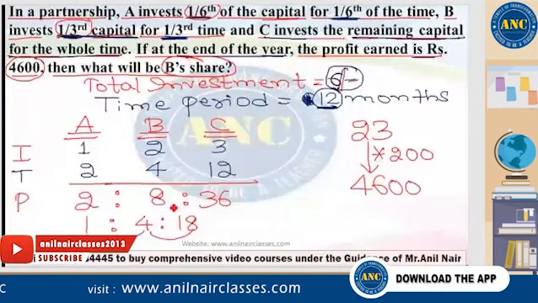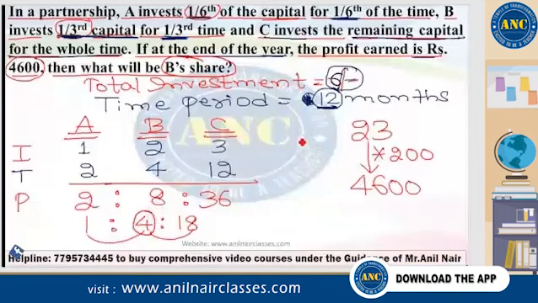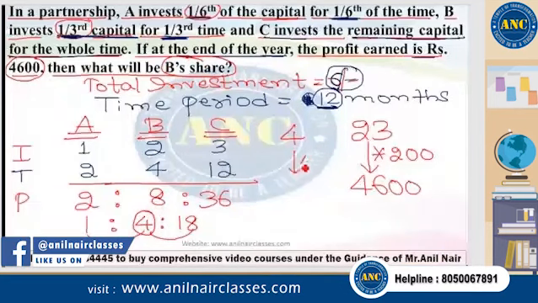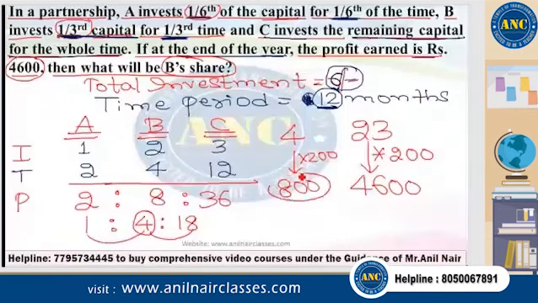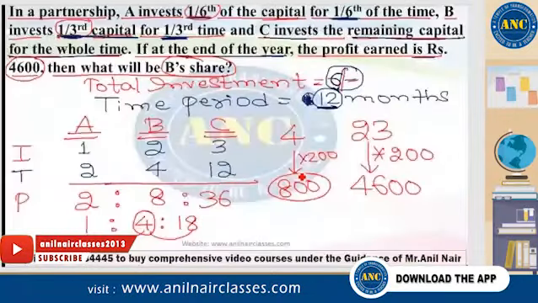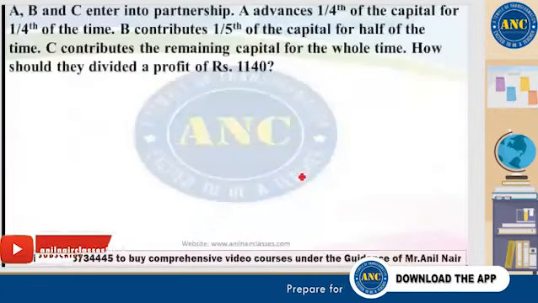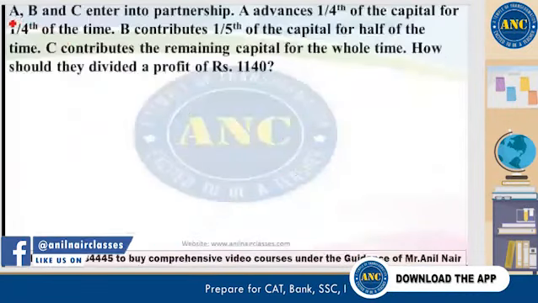Find B's share is the question. B's value according to the ratio is 4. 4 also multiplied by 200. 4 into 200 is 800. Very easily you can solve the question, sir. See the next question. I do not want you to waste your time.